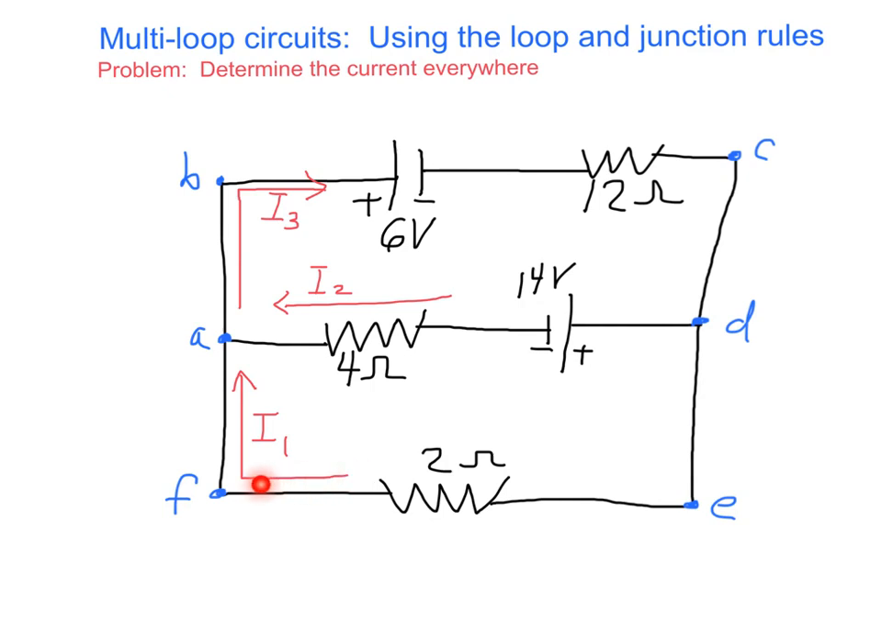Now if we've incorrectly guessed the direction of the current in any of these branches, that's no problem. Let's say I3 comes out negative. Then we know the current in this top branch actually flows from right to left. Okay, so let's apply the junction rule to this junction labeled A. We have I1 flowing in, I2 flowing in, and I3 flowing out. So the current flowing in must equal the current flowing out, so I1 plus I2 equals I3.